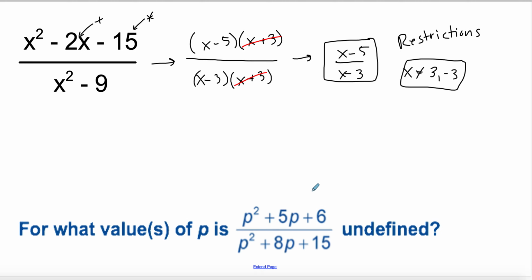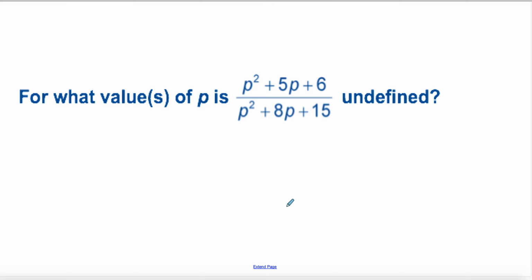All right, let's try one more down here. So this one we're looking for some information about the restrictions. For what values of p is it undefined? This is just another way to ask for restrictions. Okay, so go ahead, factor this, and see what cancels out, and then write out your domain restrictions or your restrictions in the problem. So pause the video, allow some time to do that, and then press play for the solution. Okay, so back at it, the top, we'll factor to a 3 and a 2.